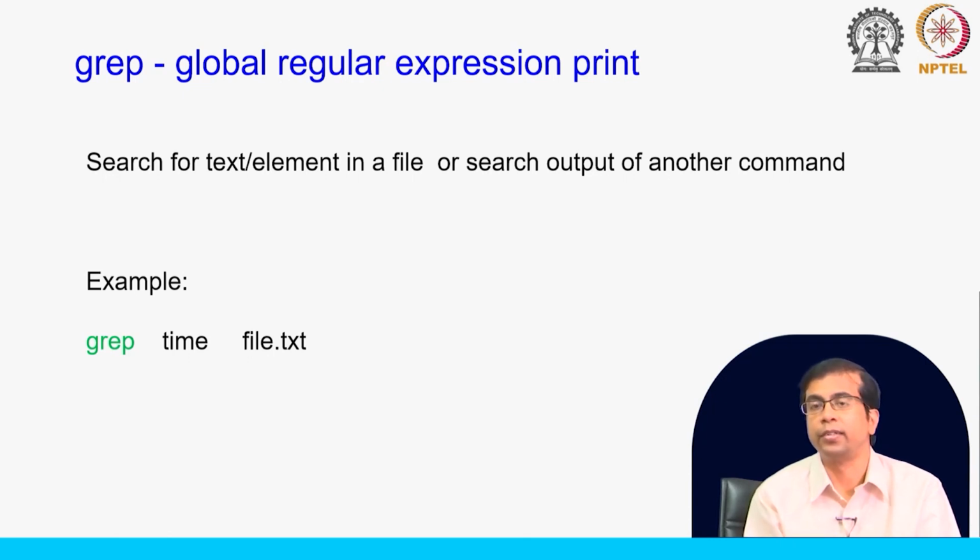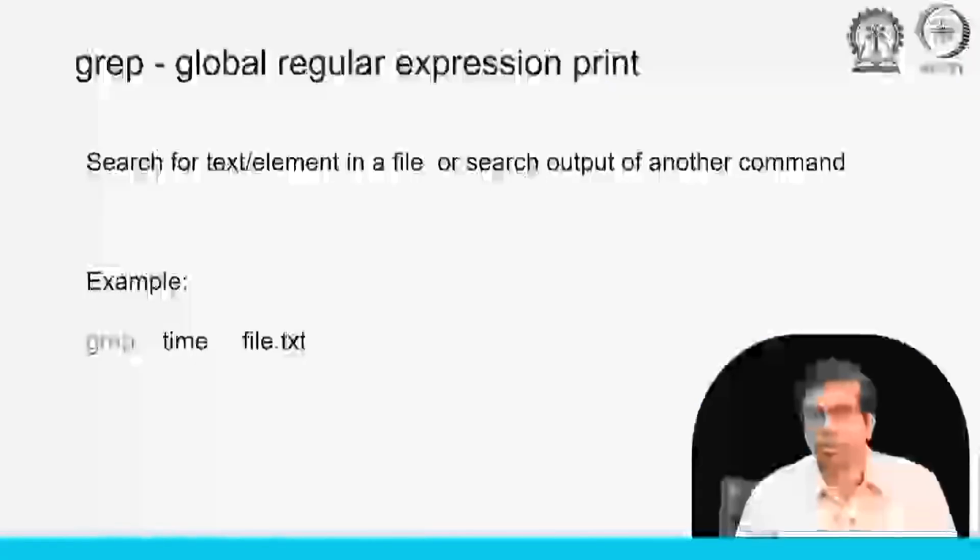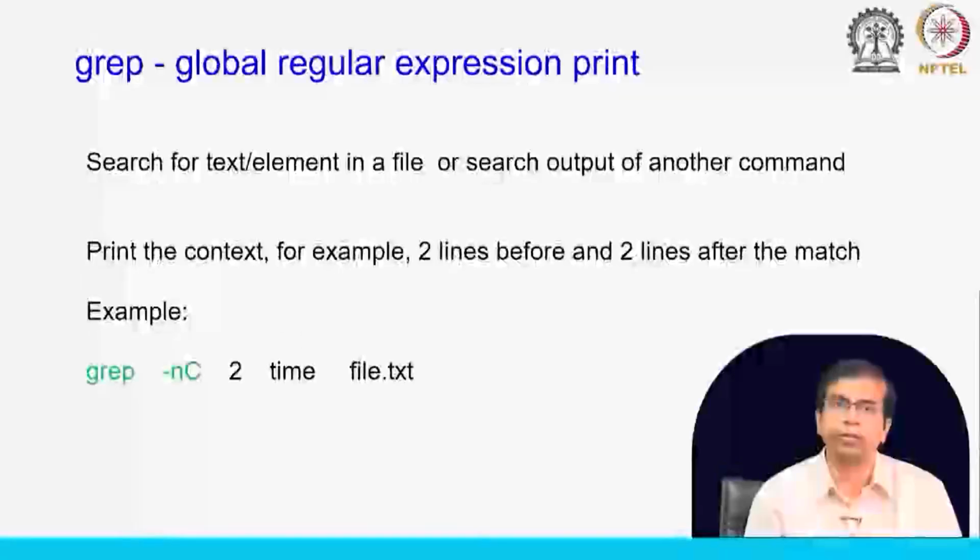So, context means maybe just show us the 2 lines before the occurrence and 2 lines after the occurrence. So, grep can also do that, right. So, this is where we use this. So, grep, the option is -n capital C.